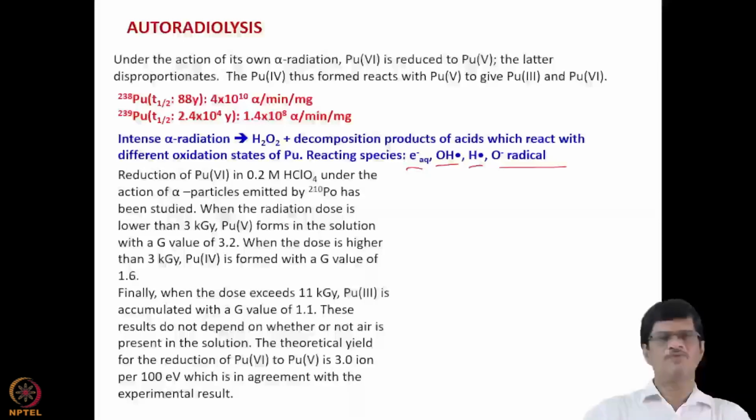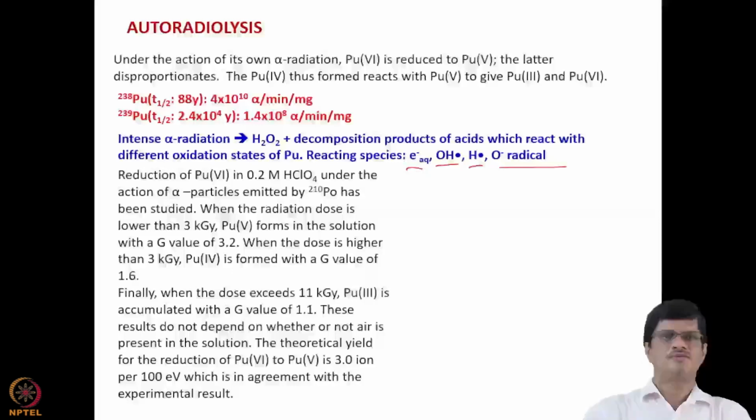So the G value means with 100 eV radiation, how many products are formed, that is 3.2 is the average value formed. And when the dose is higher than 3 kilogray, then plutonium 4 is formed with a G value of 1.6. Finally, when the dose exceeds 11 kilogray, plutonium 3 is accumulated with a G value of 1.1.